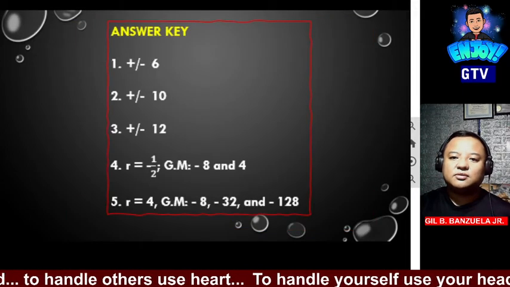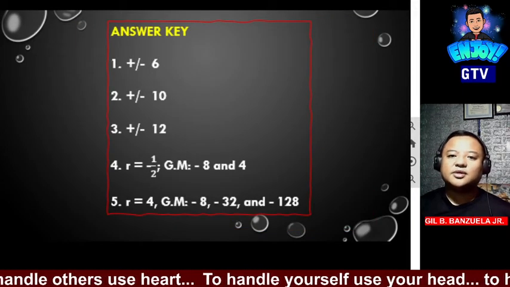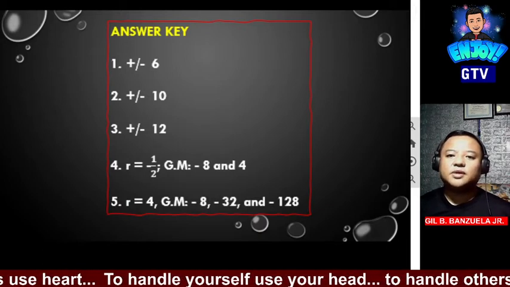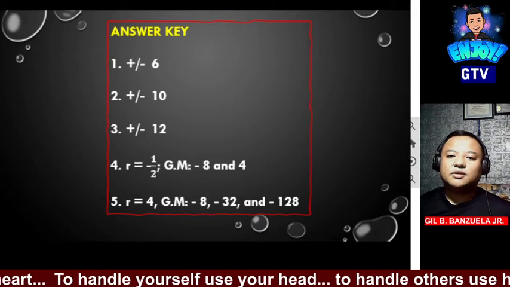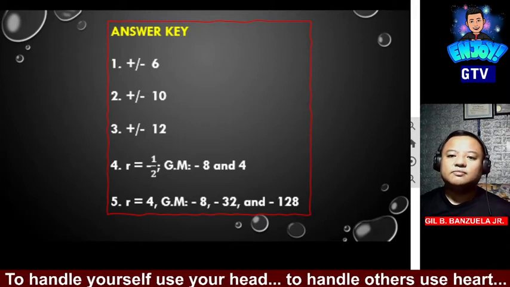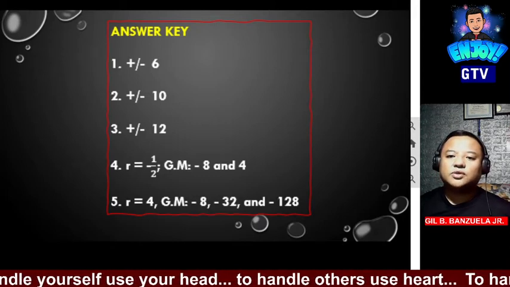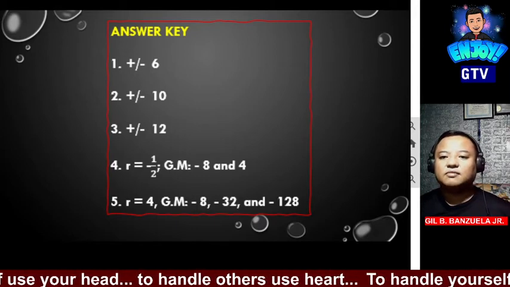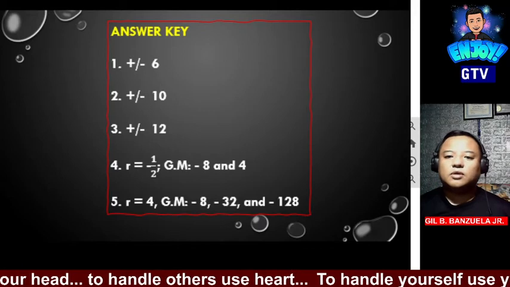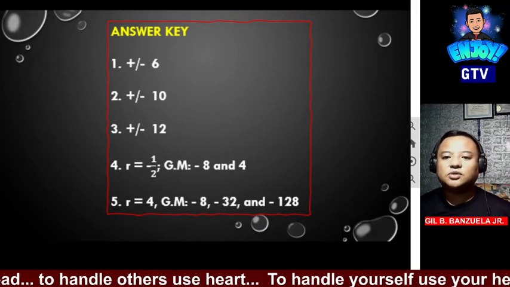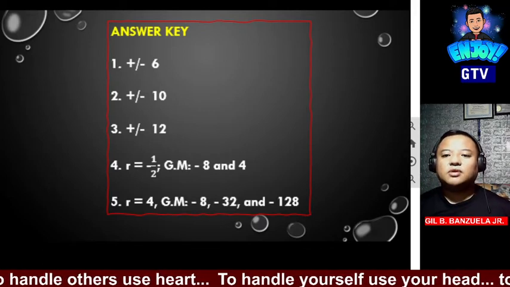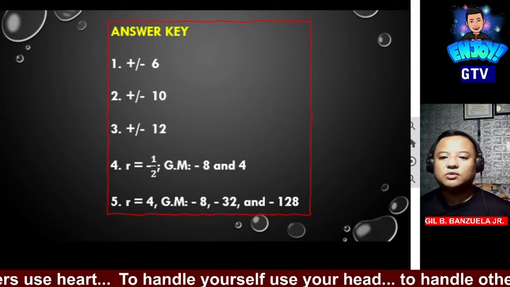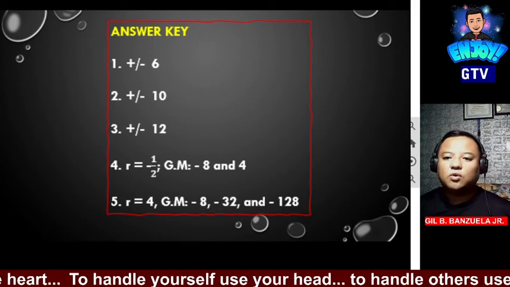Alright, so here is our answer key. So for number 1, plus or minus 6. For number 2, plus or minus 10. For number 3, plus or minus 12. For number 4, our common ratio is -1/2. Our geometric means are -8 and 4. For number 5, our common ratio is 4. Our geometric means are -8, -32, and -128. So I hope you got all of these, guys.